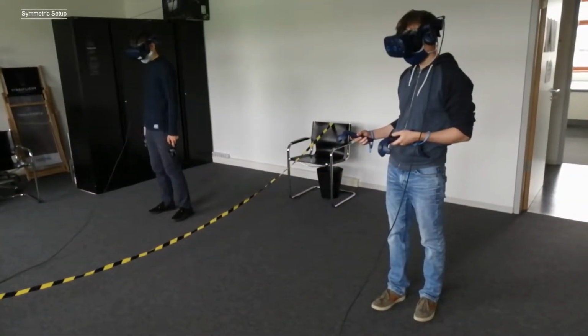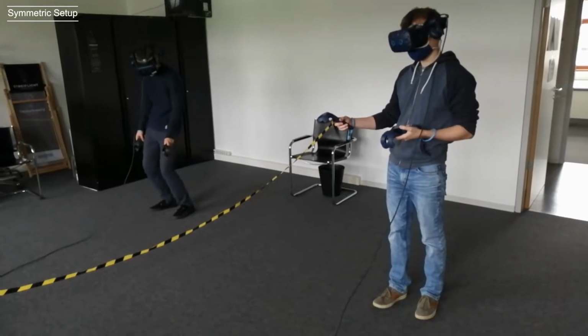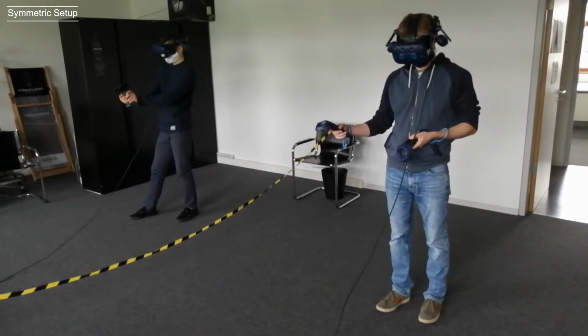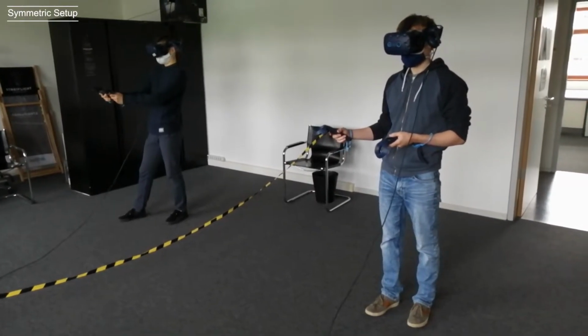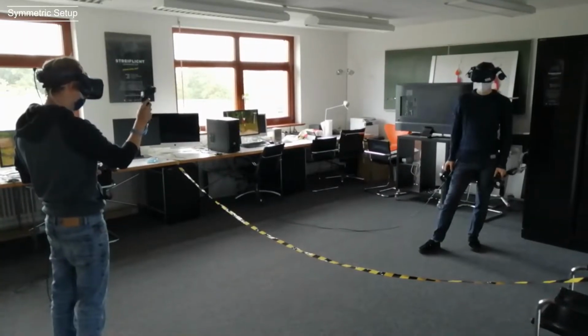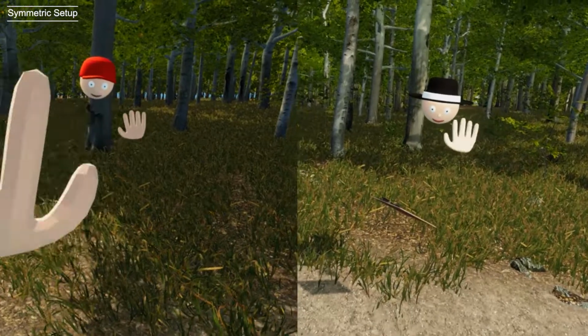Pair learning is beneficial in terms of learning outcome, motivation, and social presence. We explored it for symmetric and asymmetric virtual reality and designed, created, and evaluated a co-located virtual reality environment. In the symmetric setup that is shown here, both students are using head-mounted displays.